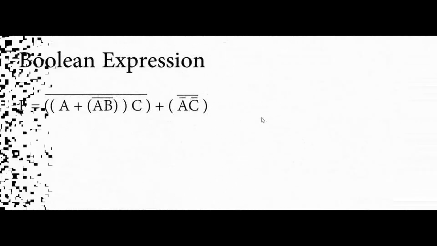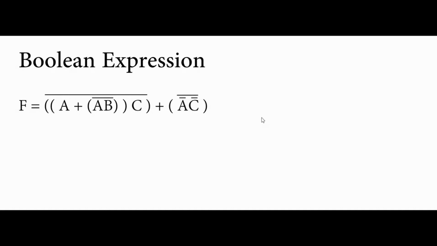Moving on to the next part, we are given the Boolean expression F is equal to the complement of quantity A plus the quantity of A NANDed with B and then ANDed with C, and plus the complement of A bar ANDed with C bar.